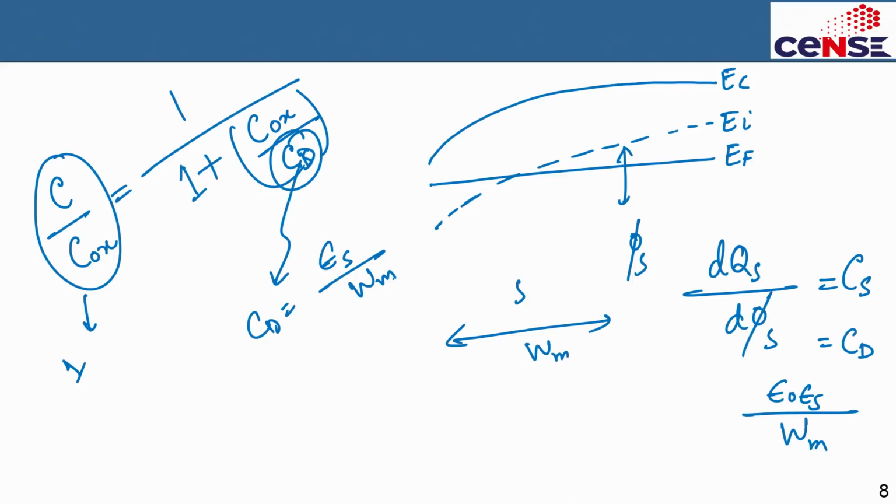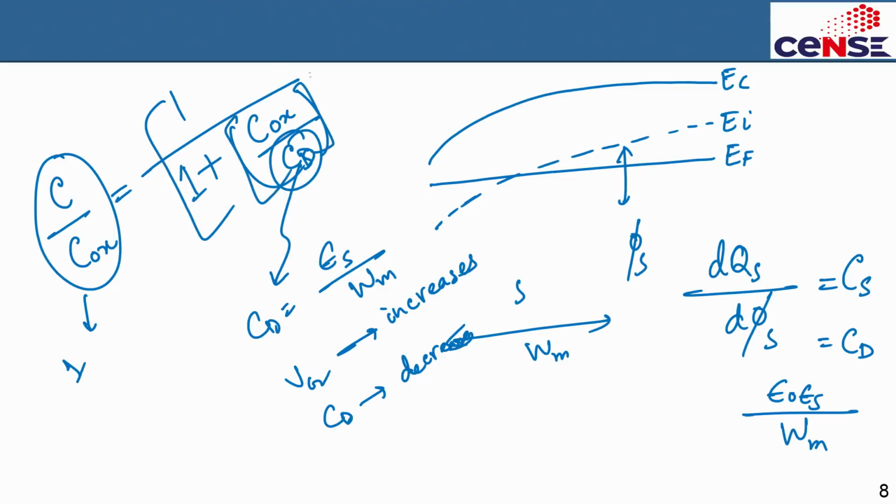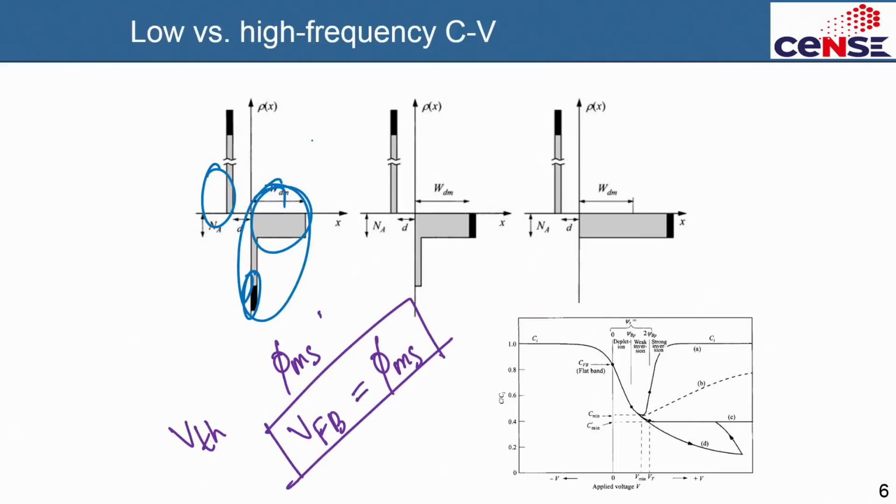So as you apply more and more positive gate bias, as your Vg increases, your depletion capacitance decreases. If your depletion capacitance decreases, this quantity becomes large, and so the whole thing becomes small, and that's why your capacitance keeps dropping down. Your capacitance keeps dropping down as you increase the voltage until threshold is reached and strong inversion is formed.